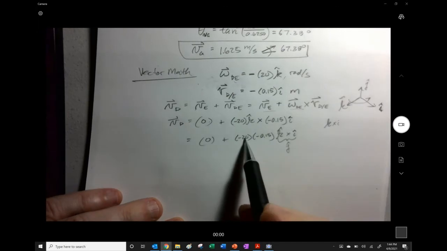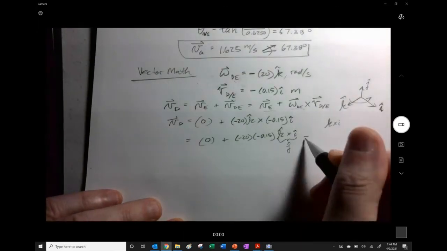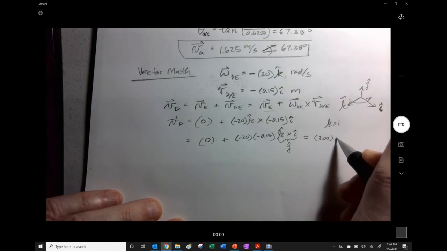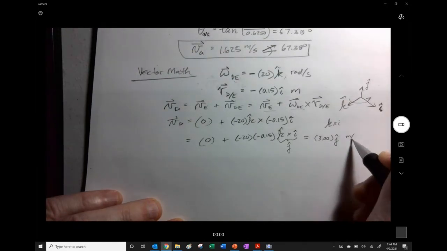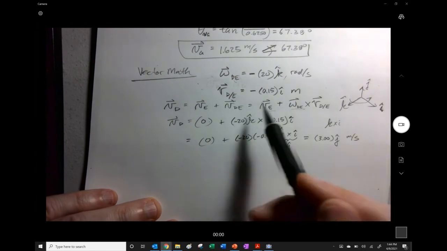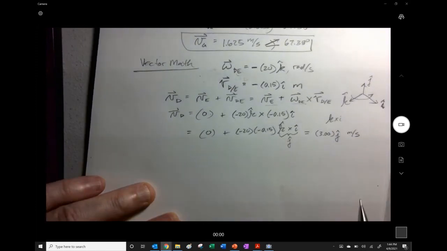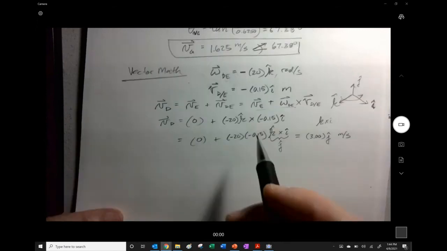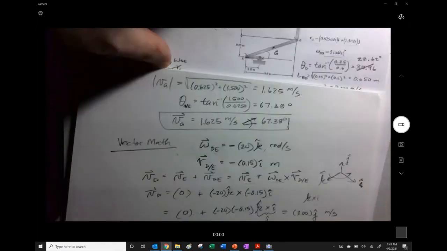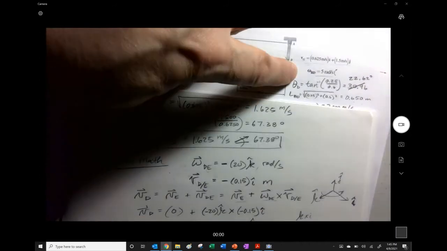So we get 20 times here, and what we're left with is a positive 3 J, meters per second, which is what we just expected, right? But this is doing it all formal-like. And now the next thing we want to do is try to find this piece right here.